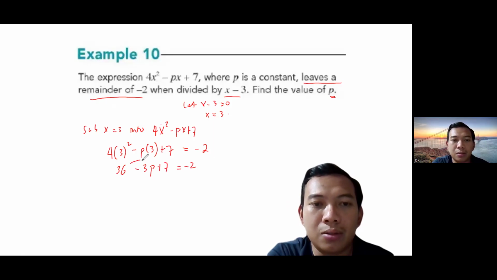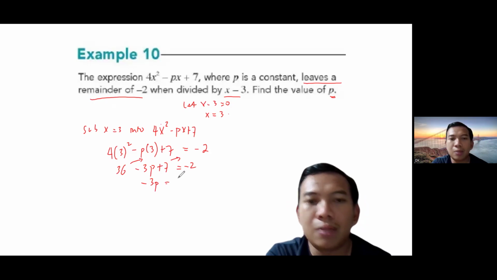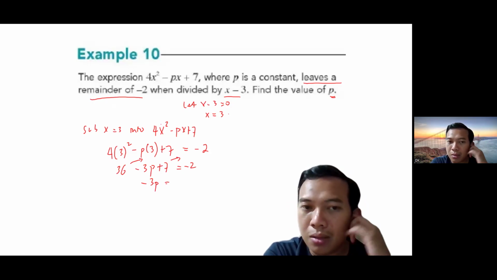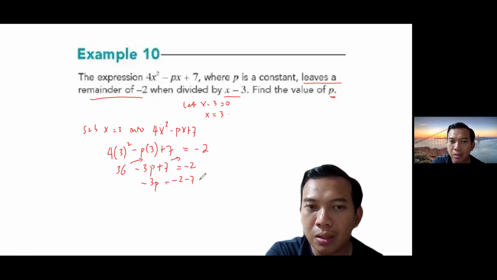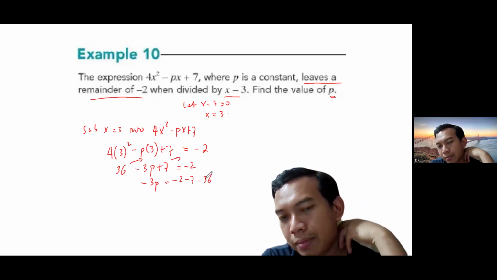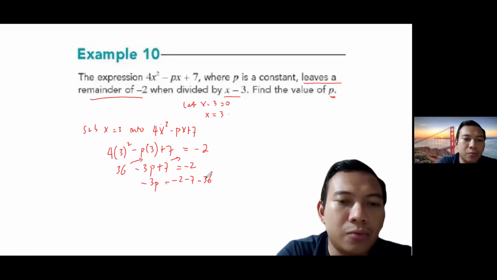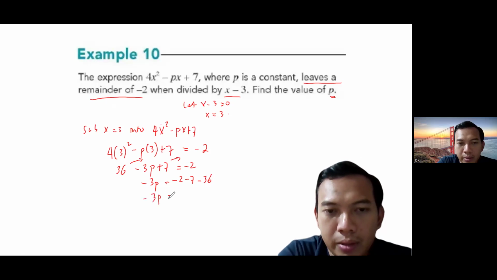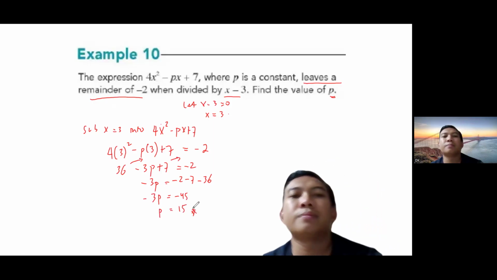So you just need to solve your algebra as usual. That's 3p. So minus 2 minus 7 minus 36. Minus 9 minus 36, you get minus 45. So p equals 15.